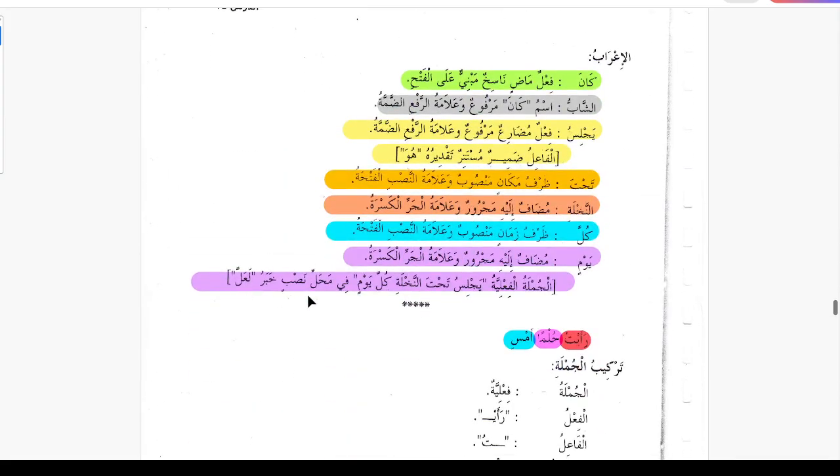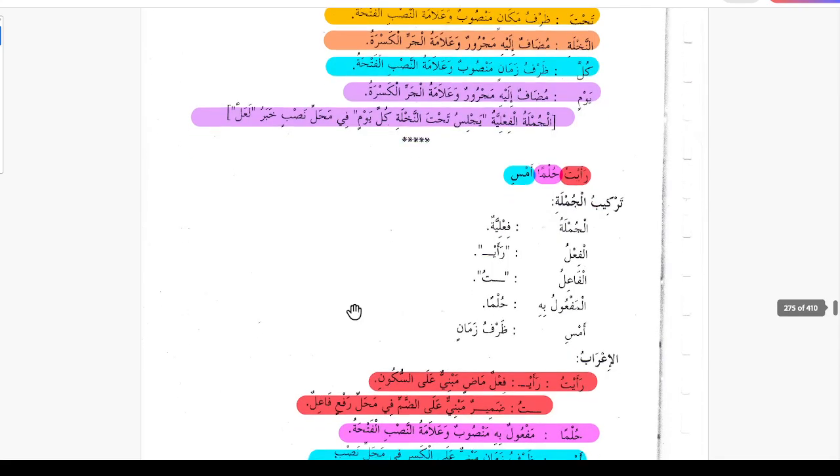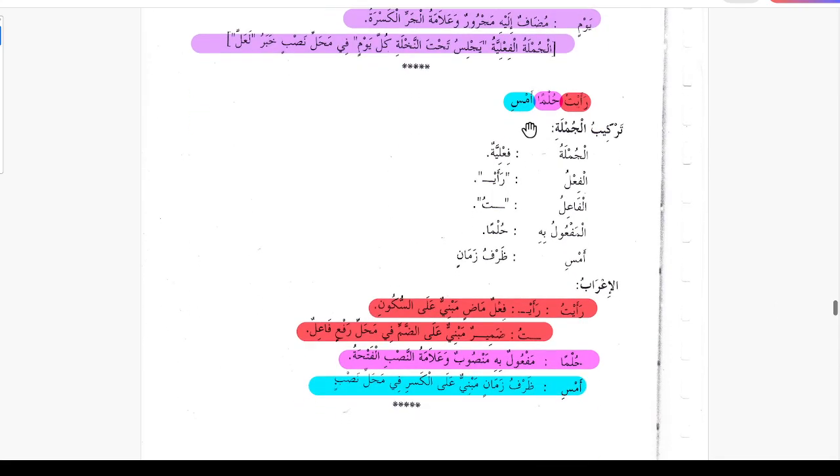This is a typo here. It should be fi mahalli nasbin khabru kana. The next one is Ra'itu Hulman Amsi. I saw a dream yesterday.